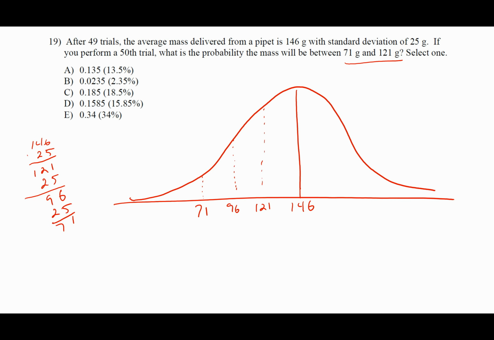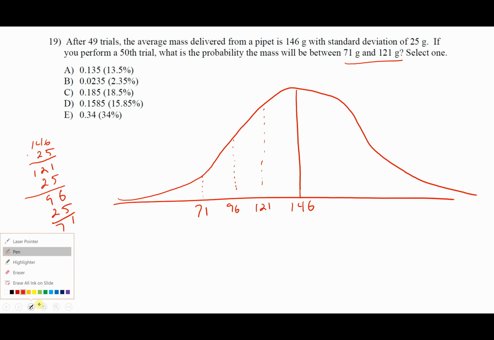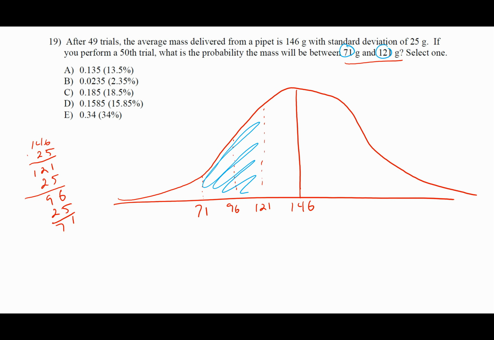Okay, so 121 is 1 standard deviation away, right? 96 is 2 standard deviations away, and 71 is 3 standard deviations away. Let me just erase this and draw this a little bit better. Wow. All my years of art school wasted. Okay, and what we're interested in is between 71 and 121. So we want to know how much is in this area.